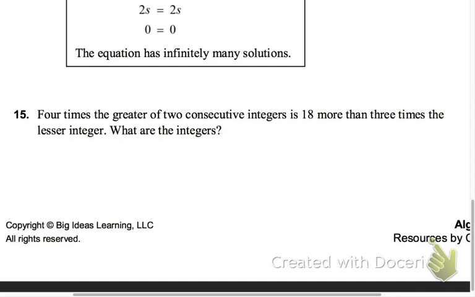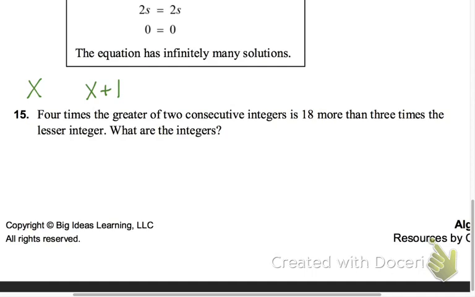So 4 times the greater of 2 consecutive integers. What does it mean to be consecutive integers? How would we write just that part of it? What would be my term? What letter do you want for the number we're dealing with? I did x plus 1. Okay, so that's the next one, right? So what's the first one? Just x, right? So of the 2 numbers, I have x and I have x plus 1.